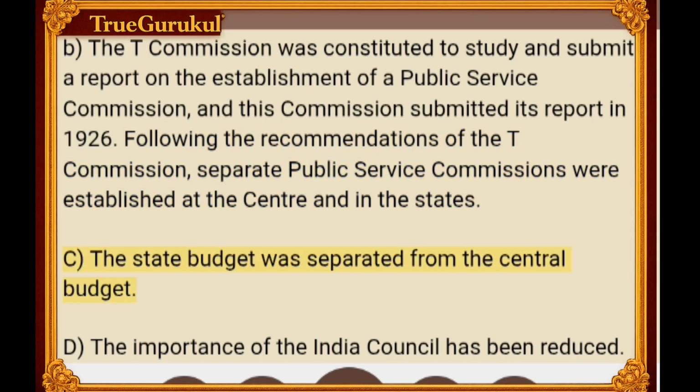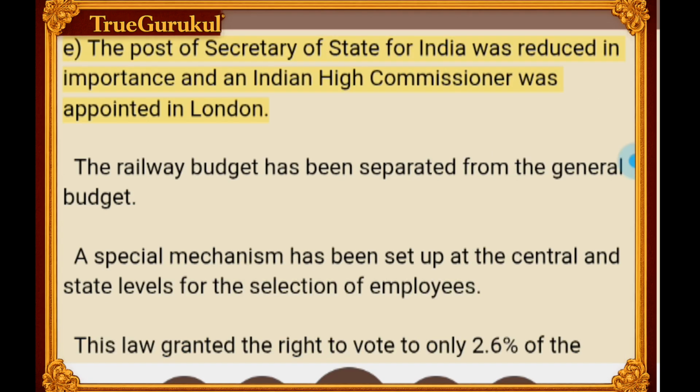C. The state budget was separated from the central budget. D. The importance of the India Council has been reduced. E. The post of Secretary of State for India was reduced in importance and an Indian High Commissioner was appointed in London. The railway budget has been separated from the general budget. A special mechanism has been set up at the central and state levels for the selection of employees.